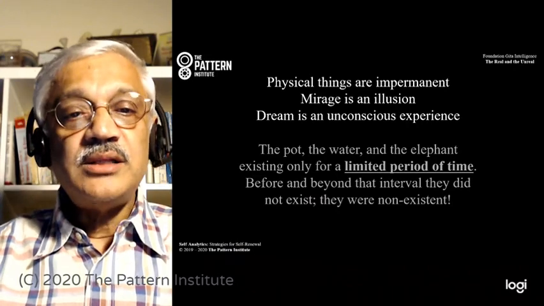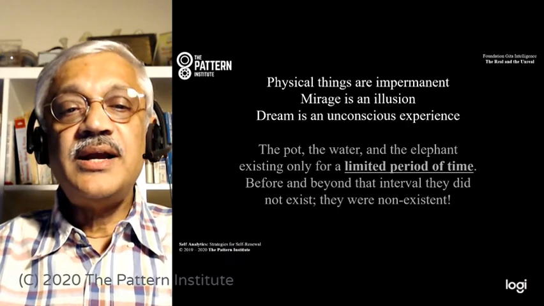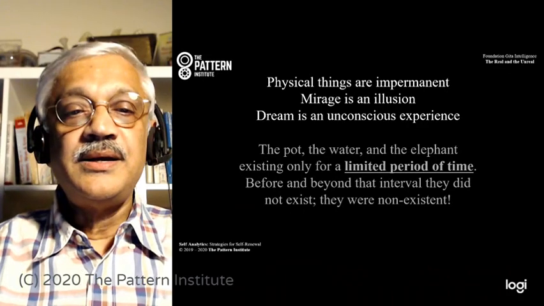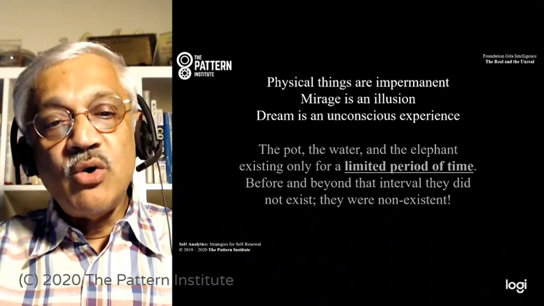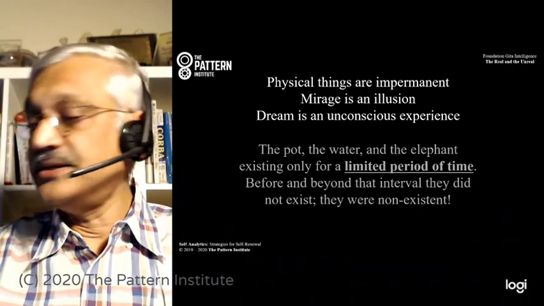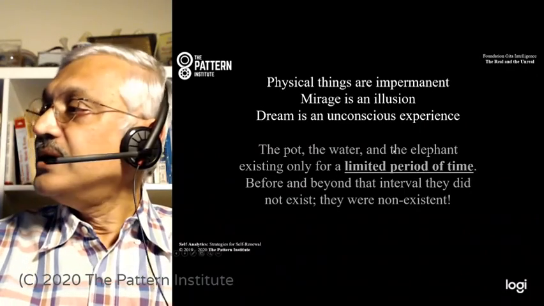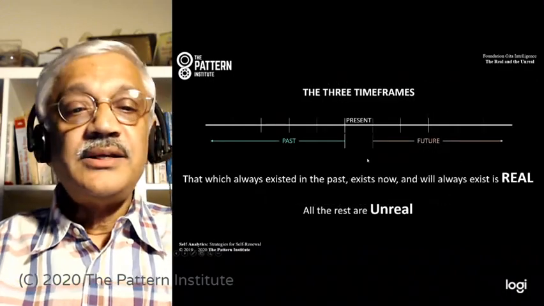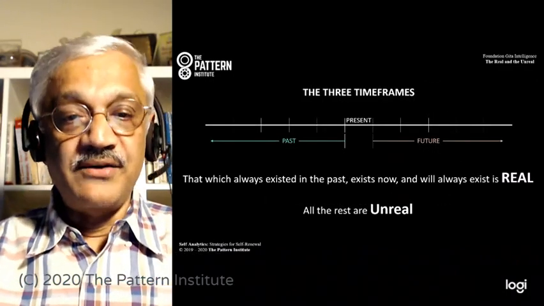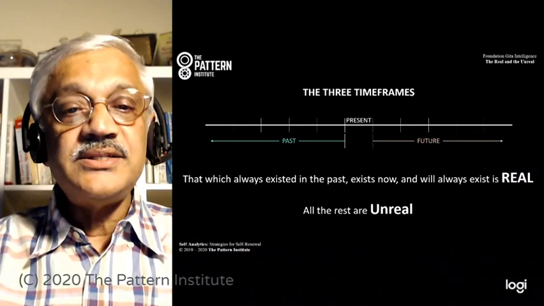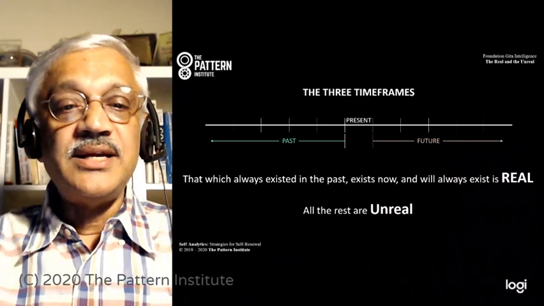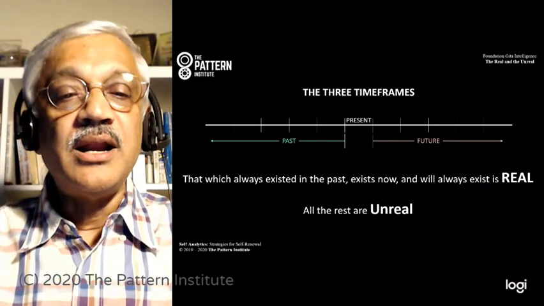The pot, the water, and the elephant exist only for a limited period of time. Before and beyond the interval, they did not exist. They were non-existent. To understand the Vedanta concept of the real and the unreal, in terms of these examples, they were just illustrations. But let us look at that in a more technical view.